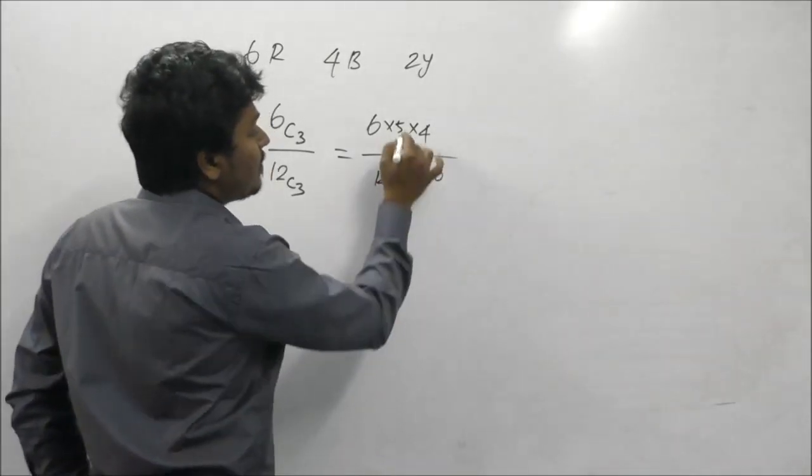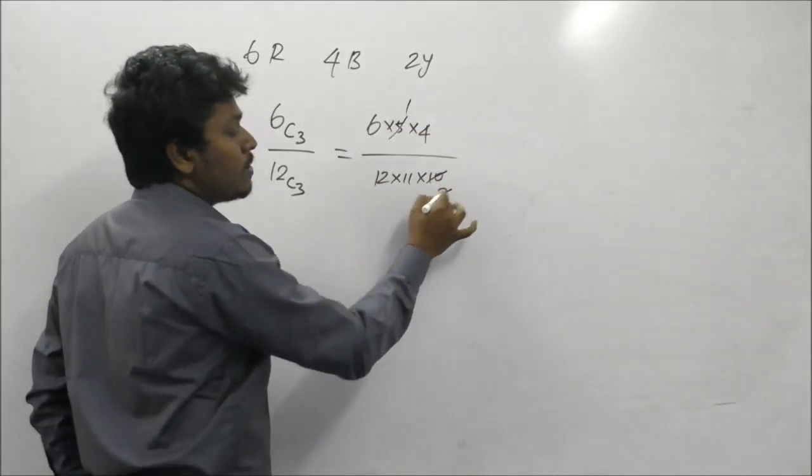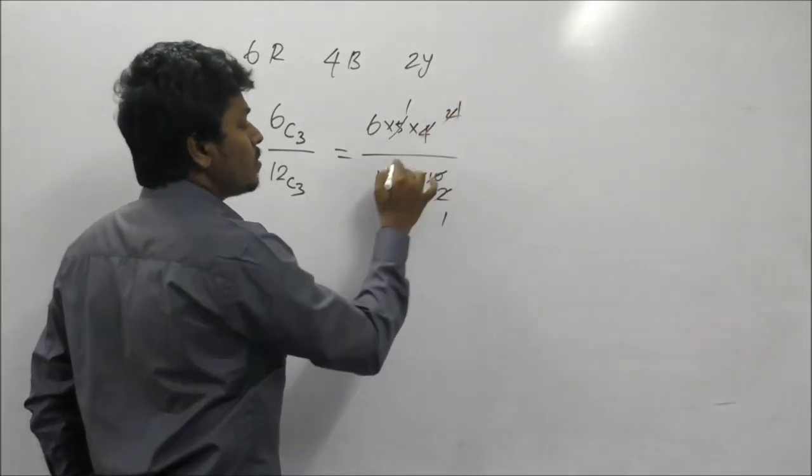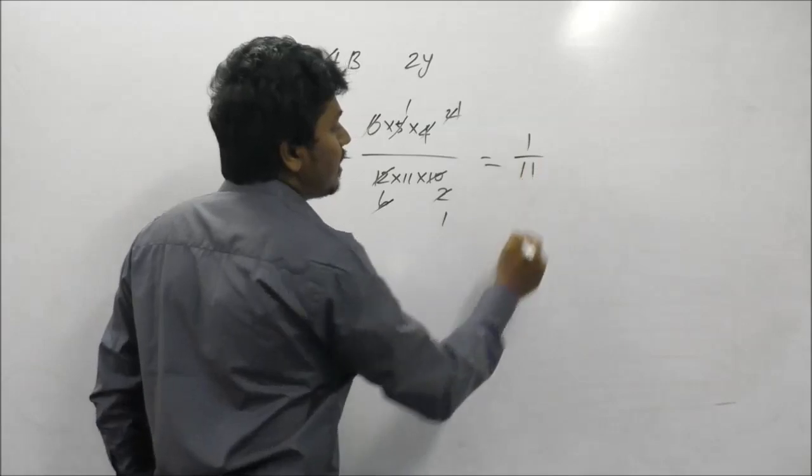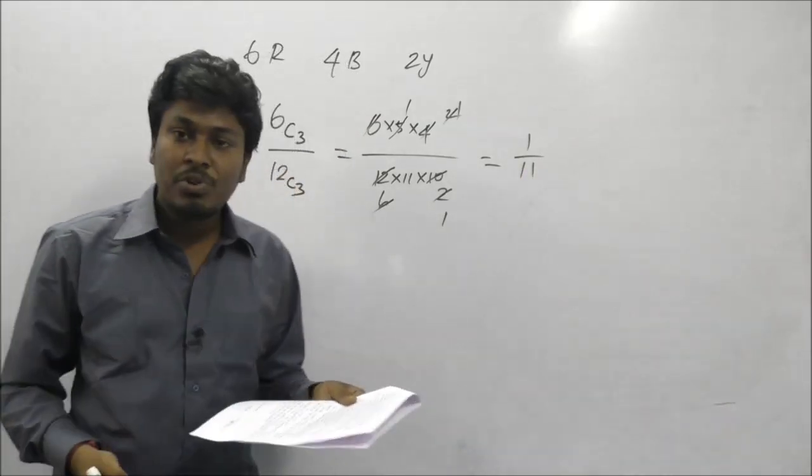Now solving: 1 5 is 5, 5 2s are 10. 1 2 is 2, 2 2s are 4, 6 2s are 12. So we can cancel 6 and 6. The answer will be 1 by 11. So 1 by 11 is the option, option number 2 will be the answer.